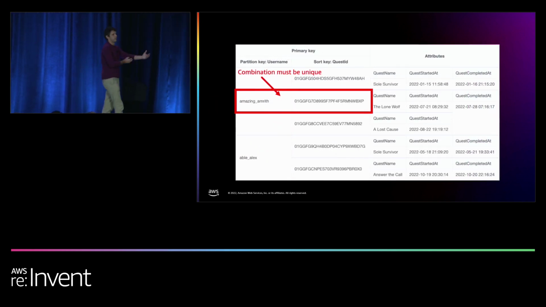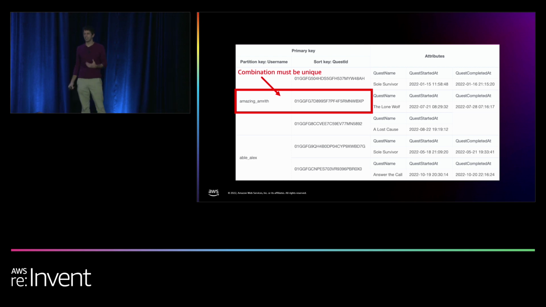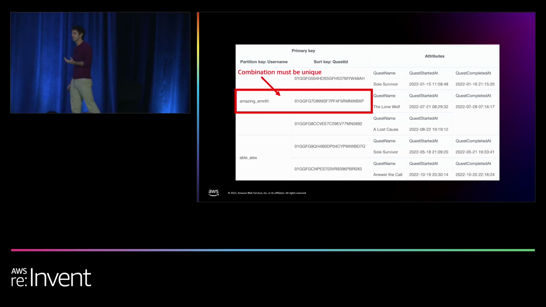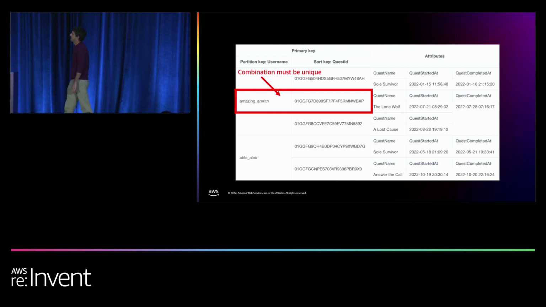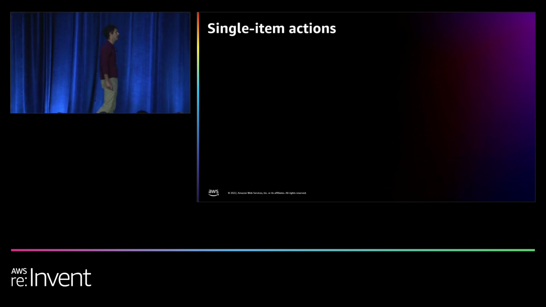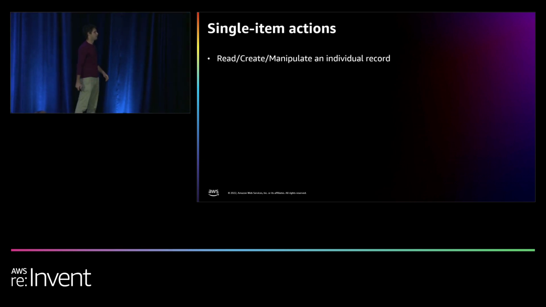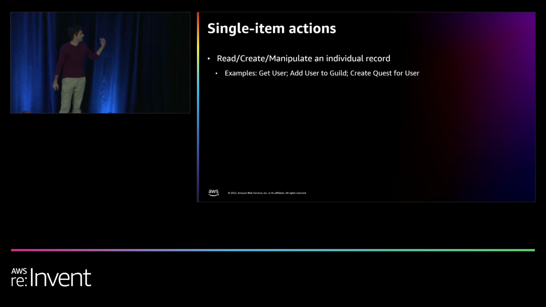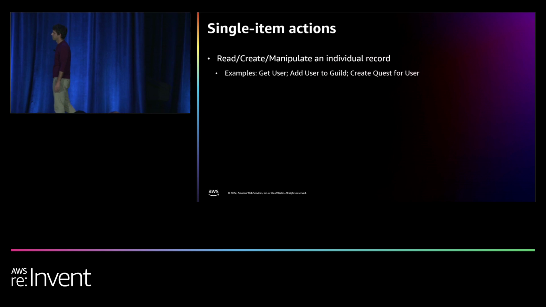And remember what we said earlier, that the primary key is going to uniquely identify each record in your table. It's going to be very efficient to look up an individual item. So working with individual items is a very efficient, consistent, predictable action in your table. DynamoDB has APIs for working with single items. Whenever you need to create, read, or manipulate some individual record, that's going to be great. So getting a user, adding a user to a guild, creating a user, or creating a quest, excuse me.